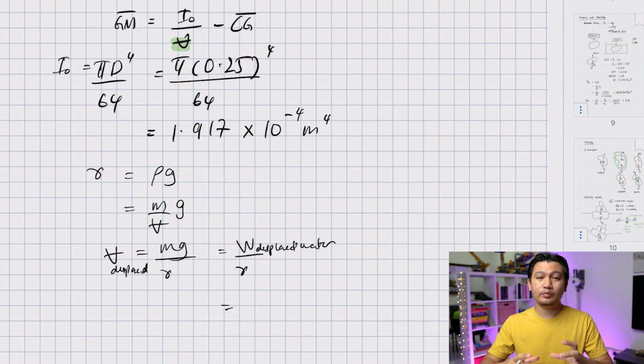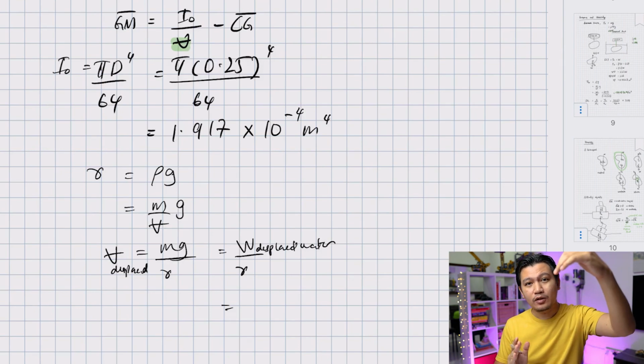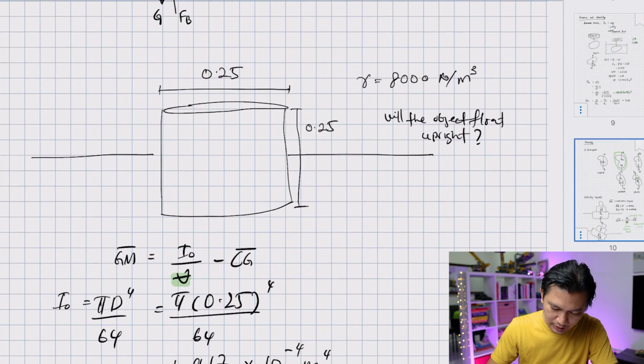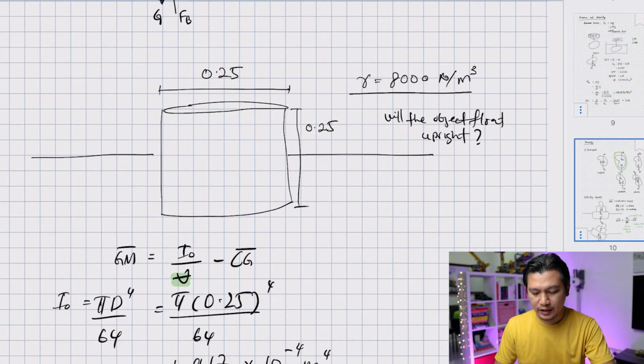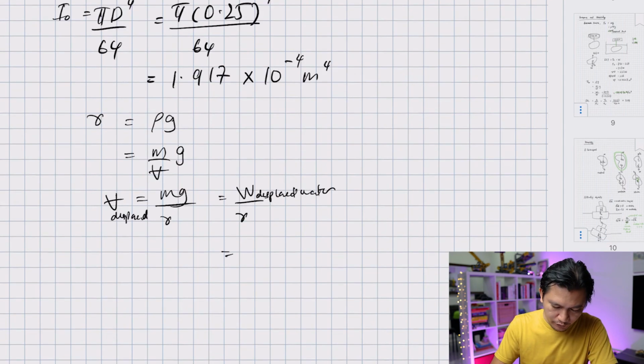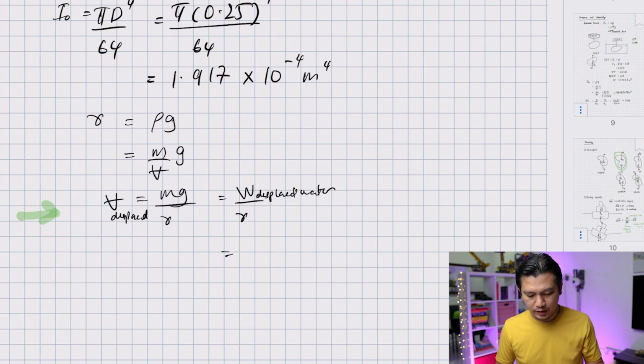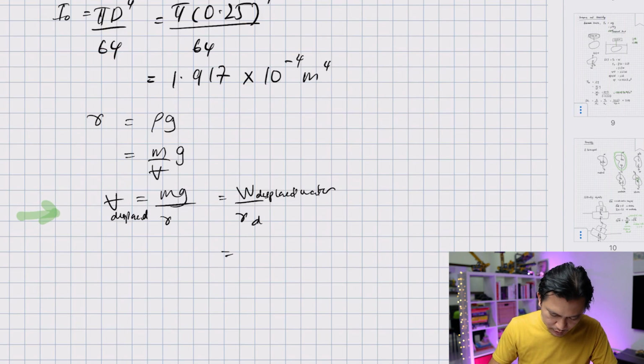But because the object is floating, it means that the buoyancy force is equal to the weight of the object. That's why it is floating. And buoyancy force is equal to the weight of the displaced fluid. This means that the weight of the displaced water is the weight of the object. And I think that information is given when it states here that gamma for the object is 8,000 Newton per meter cube. But before that, looking back at this equation, we are looking for the volume of the displaced water, meaning that that must be the weight of the displaced water divided by gamma of displaced water.